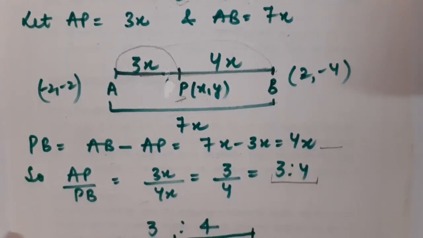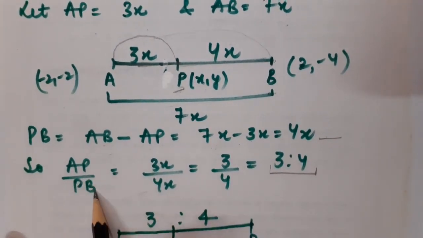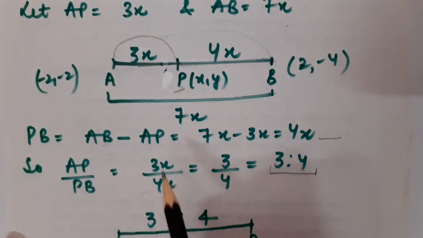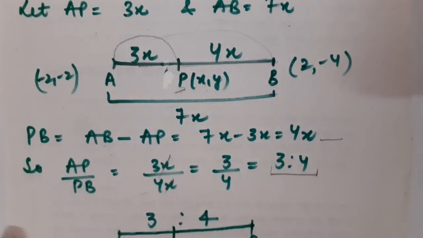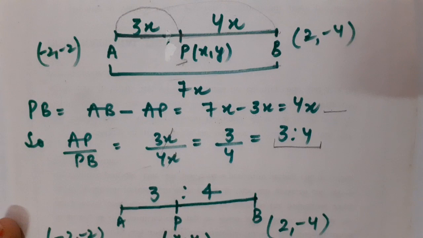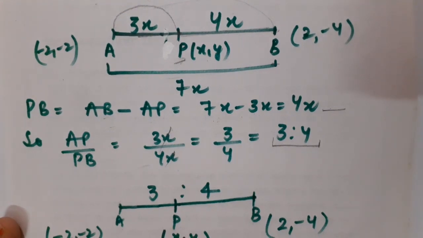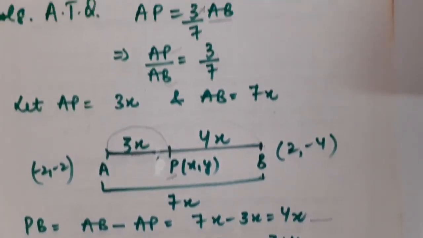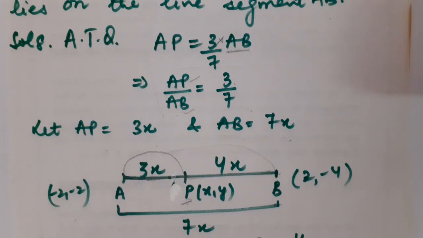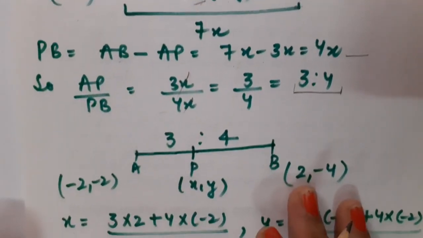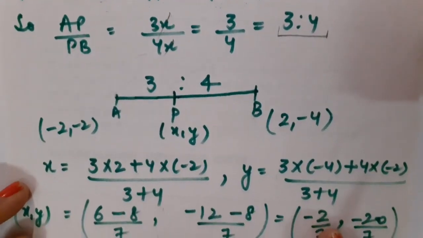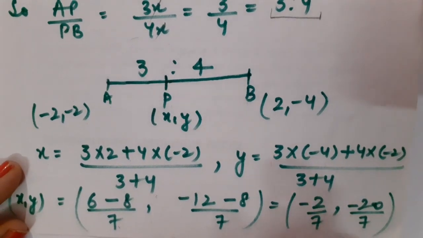Now let us find the ratio. AP upon PB is equal to 3x upon 4x. Both x are going to be cancelled. So I have got the required ratio as 3:4. Correct, students? Now what we have to calculate? We will have to calculate the coordinates of the point P. This is quite simple now. Just we have to apply section formula.